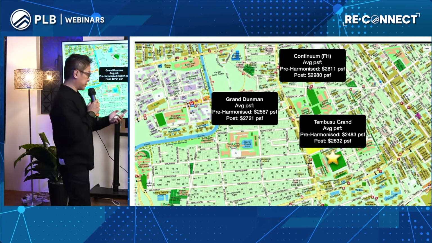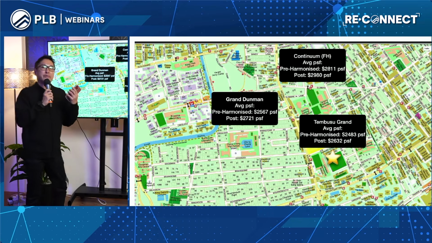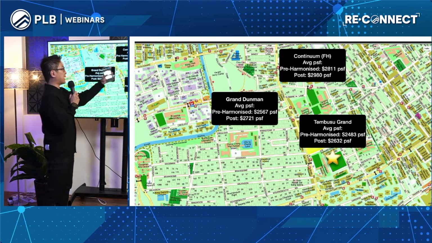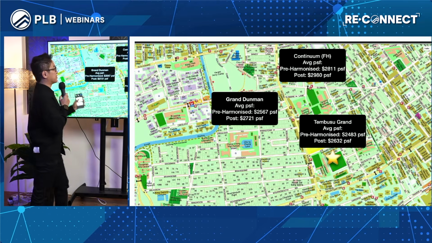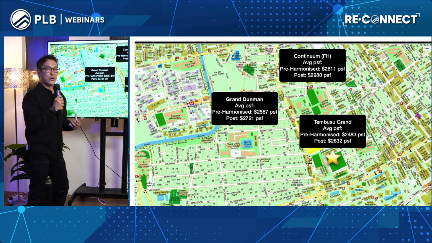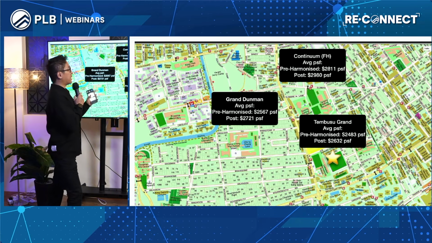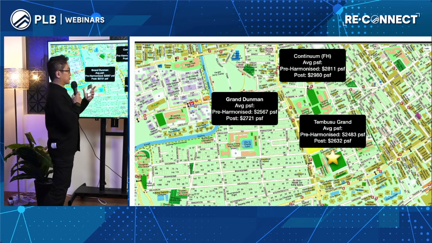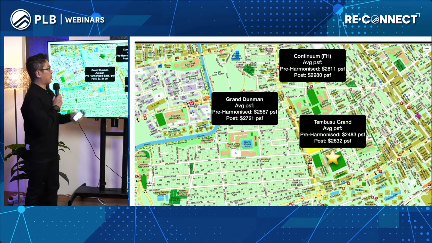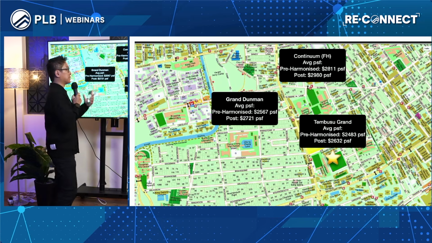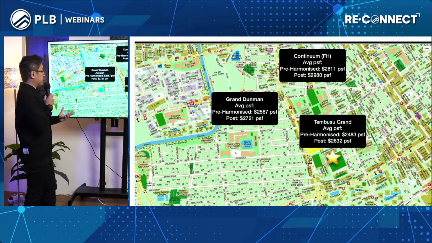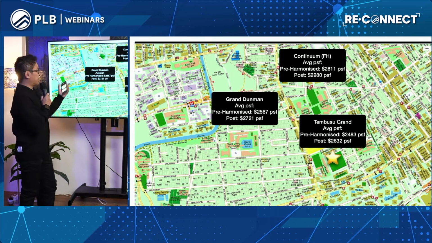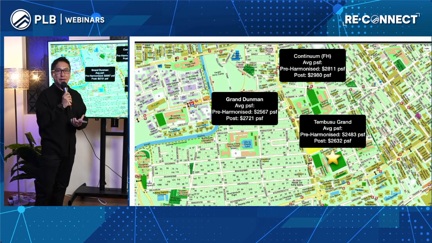And another thing is when we look at the comparison of the different types of projects, there are different projects being launched, some post-harmonization and some pre-harmonization. So for example, Continuum, which is a freehold project, has a pre-harmonization price per square foot of 2,811 PSF. Post-harmonization is 2,980 PSF. These are just comparisons that we're going to give to you. And Grand Diamond over here is 2,567 PSF pre-harmonization, and post-harmonization is 2,721 PSF.